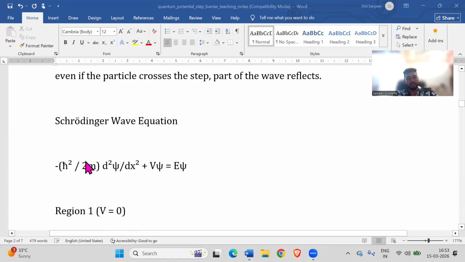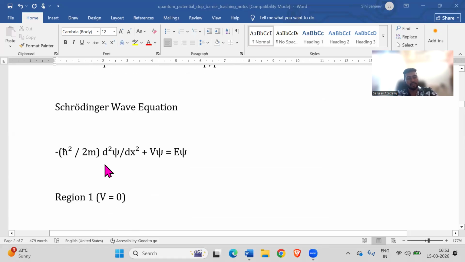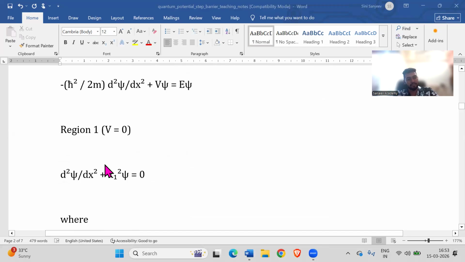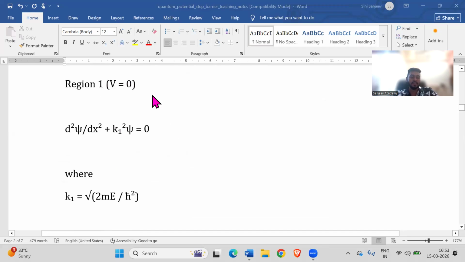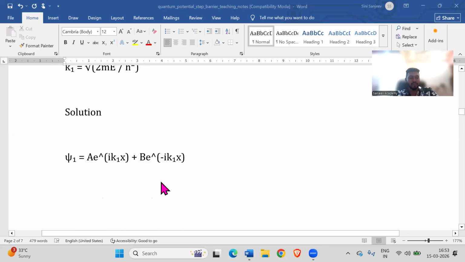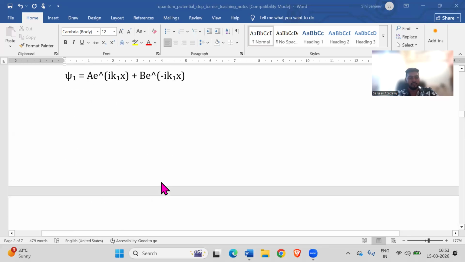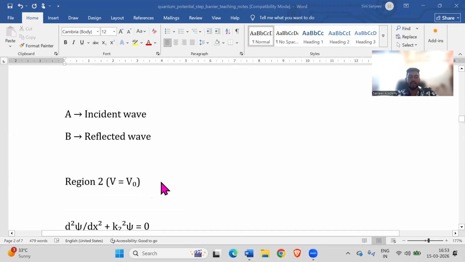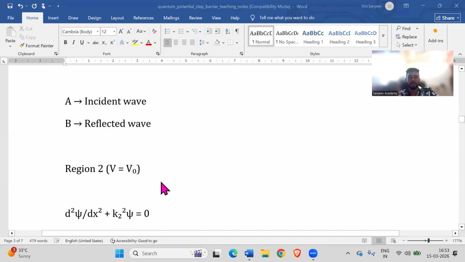Now, can you see here the Schrodinger wave equation, right? So region 1, the first one before the speed breaker, V is equal to 0. Then I'll be getting these two equations. And A and B are nothing but the incident wave and the reflected wave. Just remember one thing: in classical physics, whatever you learned till engineering, there is no reflected wave, there is only the incident wave. Only in quantum mechanics is it proven that there is a reflected wave.